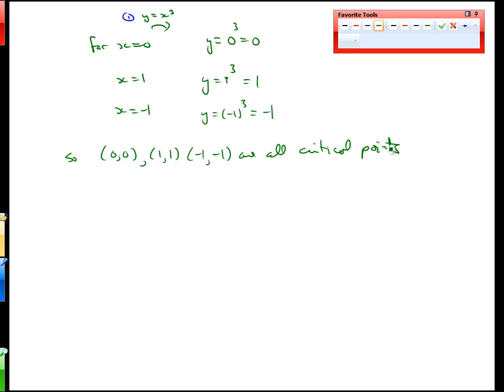Now here's where I would say check it before you go further on a problem. You're going to do a lot of work based on these, so make sure you have the right critical points before you go too far. And how can we check that?